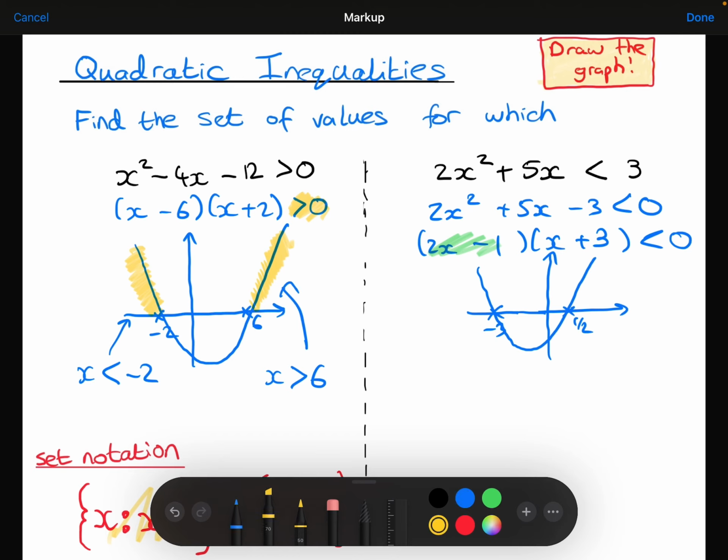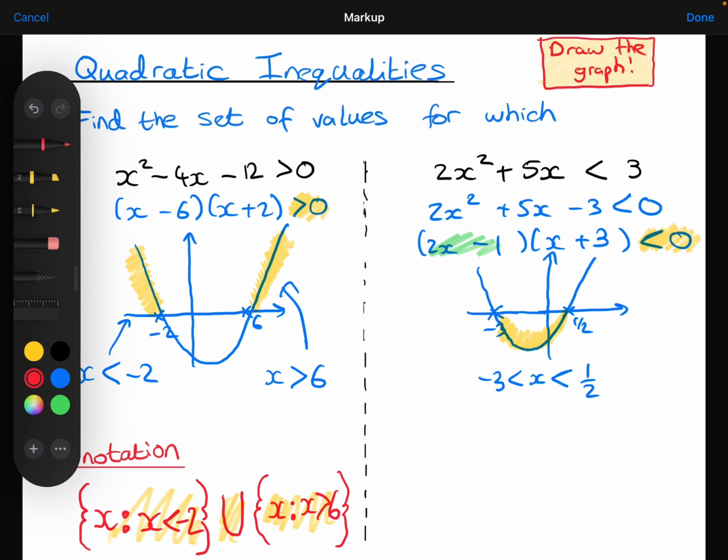I'm looking for my quadratic to be less than 0 this time, which is where my graph is below the x-axis, where all the y coordinates down here are all negative, which is where the x is greater than the -3, but less than the 1/2. Writing that in set notation, I can say the set of values of x such that x is greater than -3 and less than 1/2.